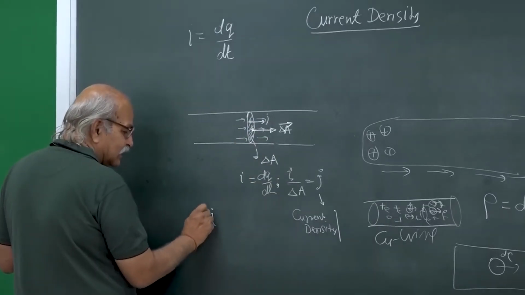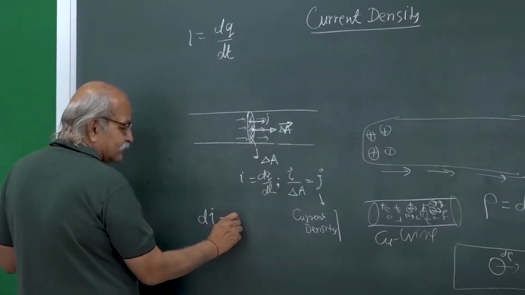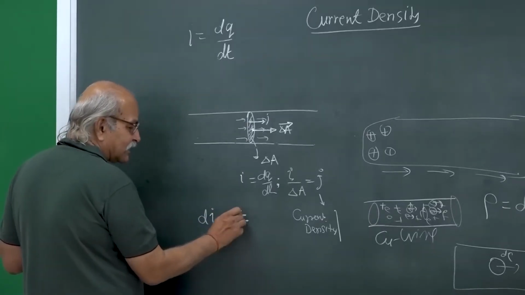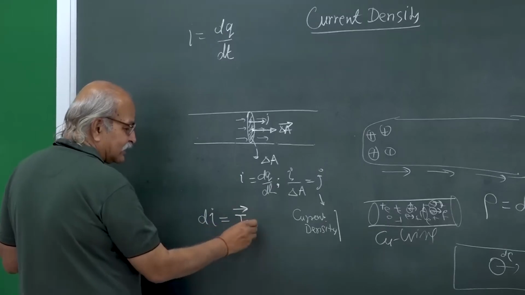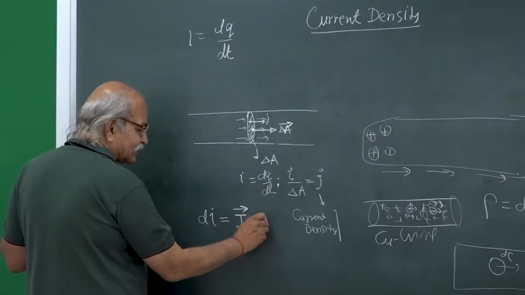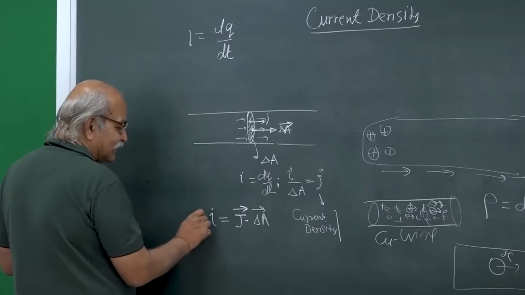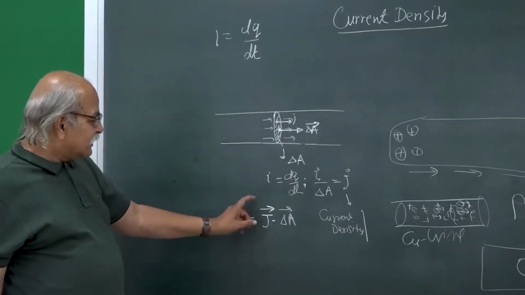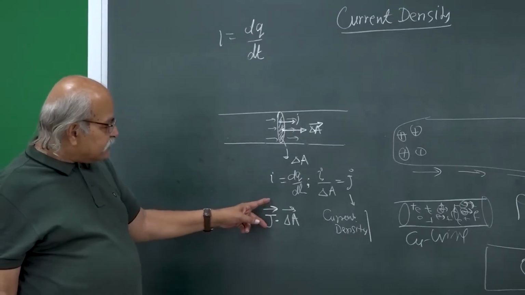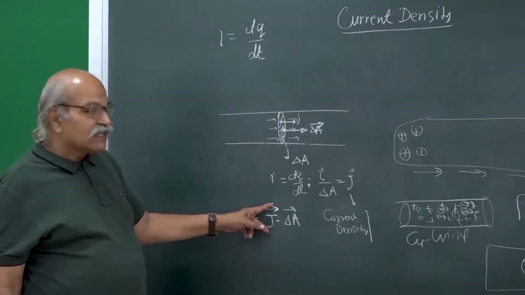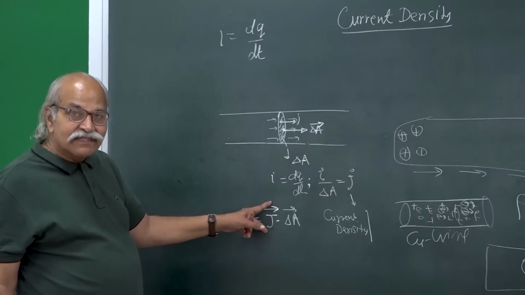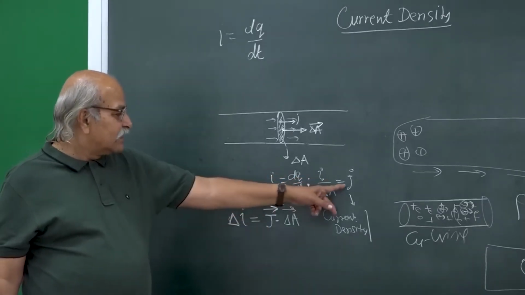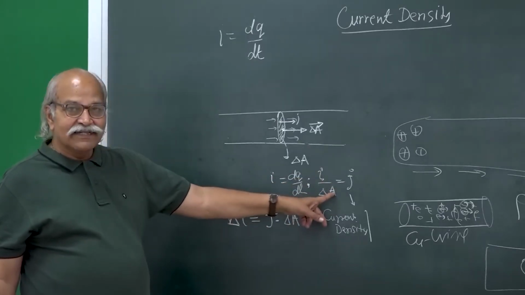And so, if this is your current density, then you can write this as capital J, vector, dot delta A, vector. The current is delta I. What is this? I say that I am defining a current density. The magnitude of the current density is given by this equation. This is the current density J, I divided by delta A.